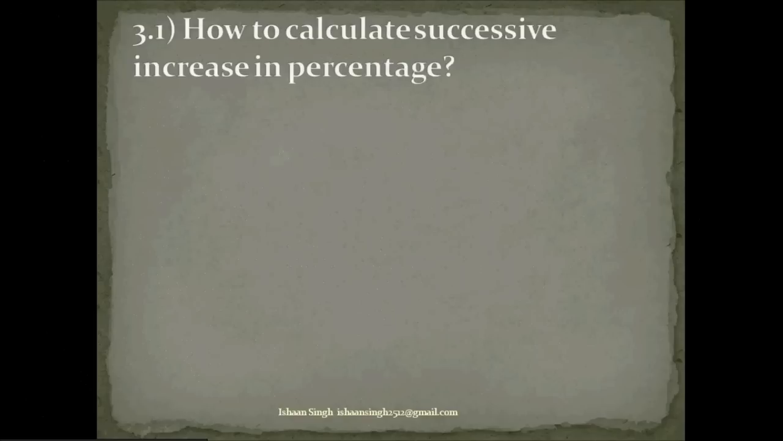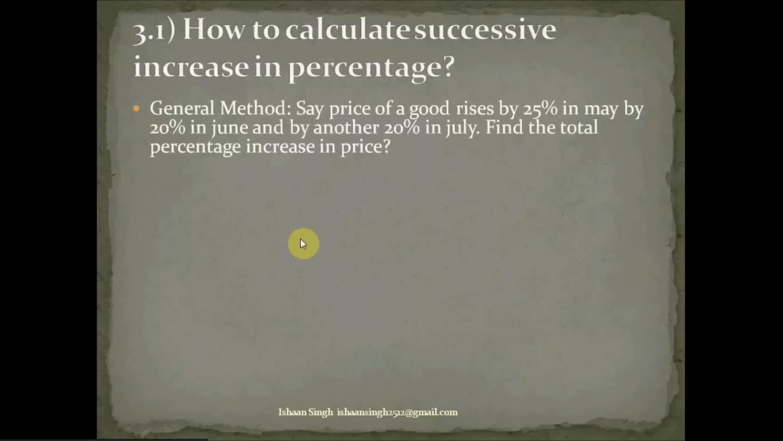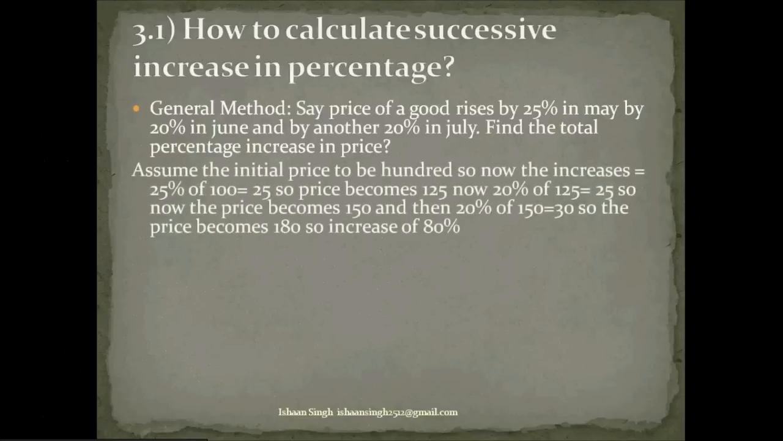The general method is very simple. It says the price of a good increased by 25% in May, by 20% in June, and by 20% in July. Find the total percentage increase in price. So you calculate it like this. You assume the initial price to be 100. Now the increase of 25% of 100 is equal to 25. So the price becomes 125.